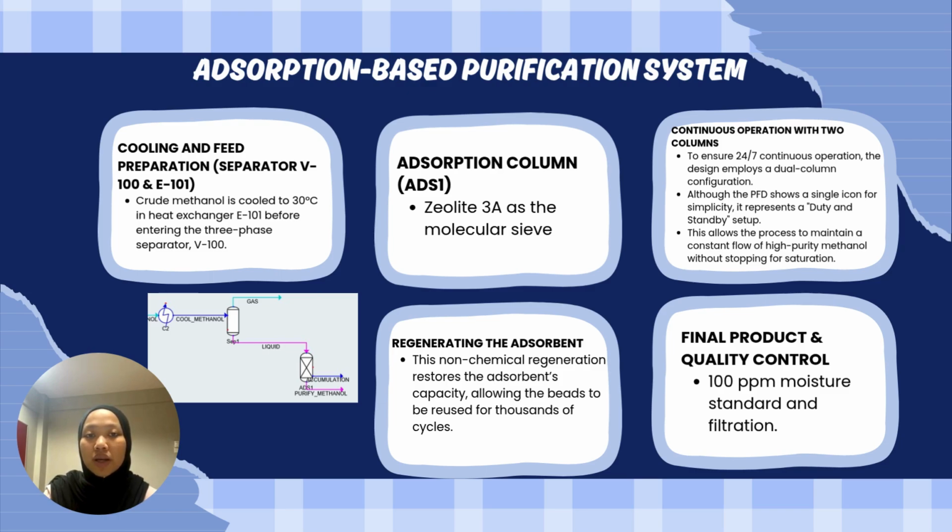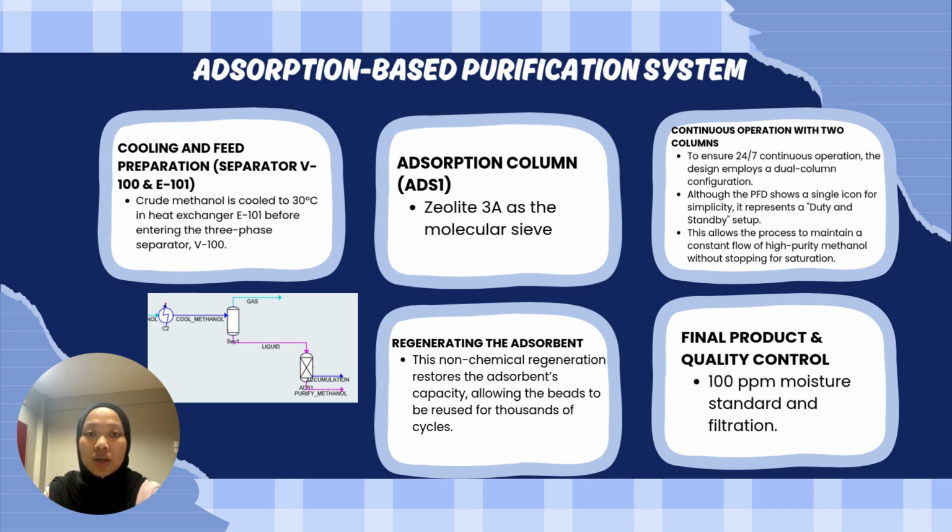For point number 1, the cooling and feed preparation. The purification process begins by cooling the crude methanol to 30 degrees Celsius using a heat exchanger. This temperature reduction is a critical preparation step as absorption is an exothermic process. Lowering the temperature significantly improves the equilibrium loading capacity of the absorbent before it enters the separator.